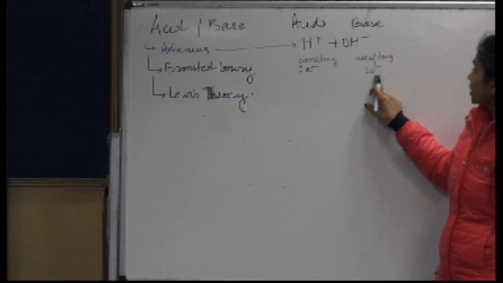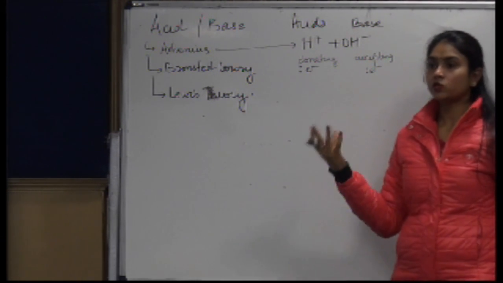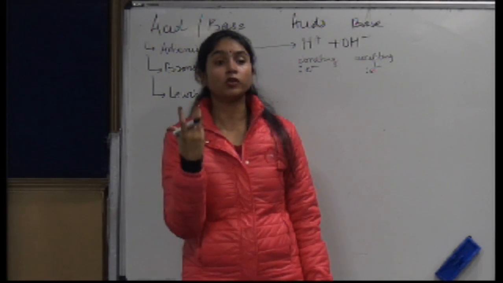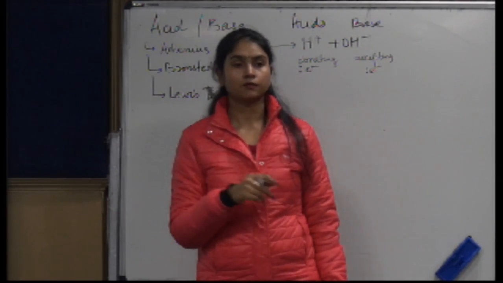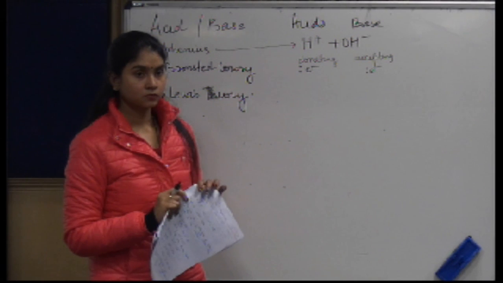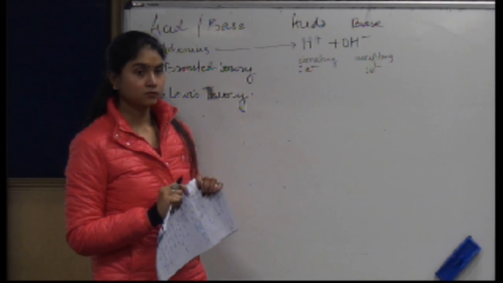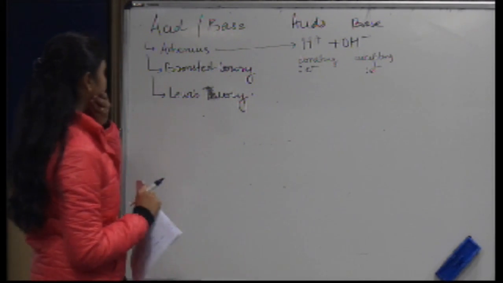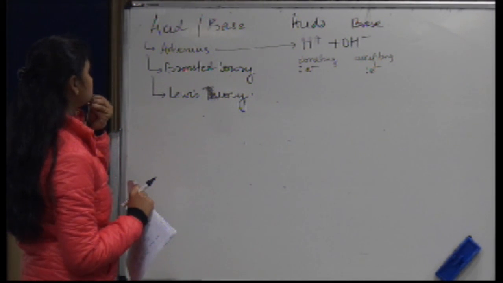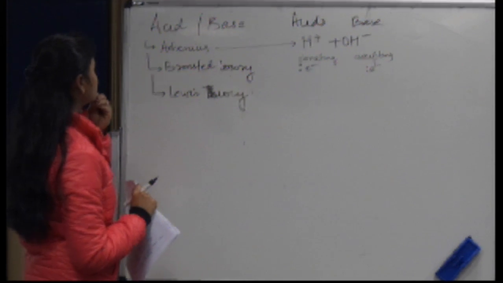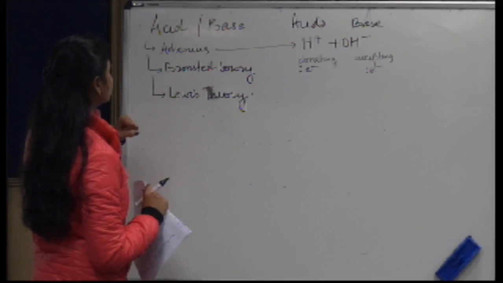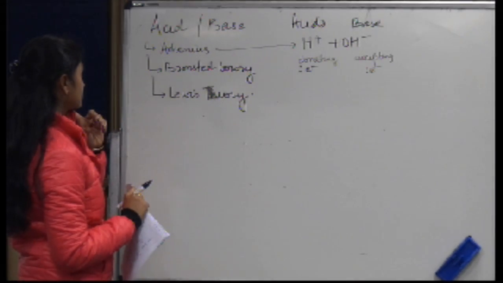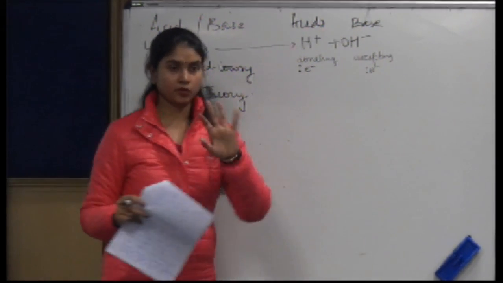Now for accepting electrons, one condition is there: it should have some space, a metal or an atom or a molecular species should. Concept, one second, Bronsted. I think I must have made some mistake, that is for sure.